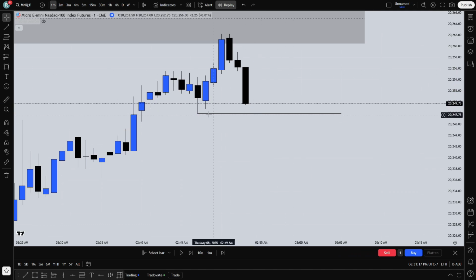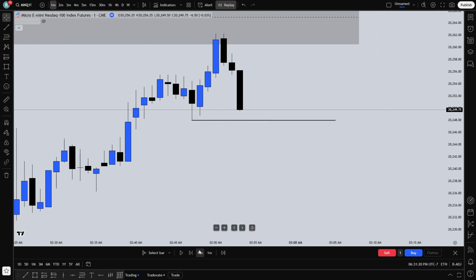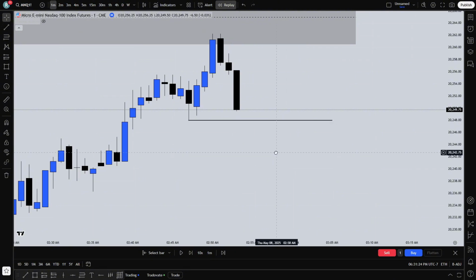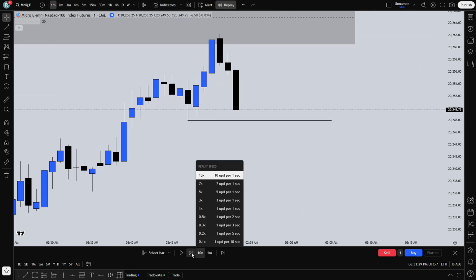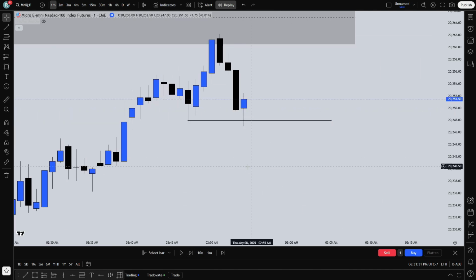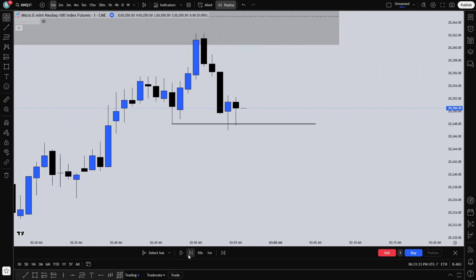Once we have that lowest point marked out, what we're going to look for here is simply to close below. And that's how we're going to know that we have bearish order flow. We're just going to wait till this closes below. So far it's rejecting. Boom, right here we got a close below.